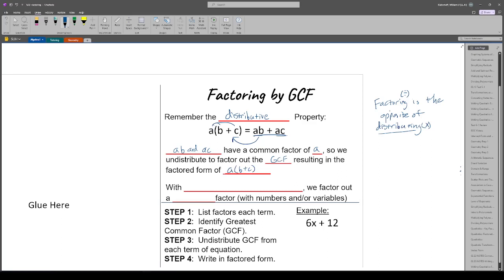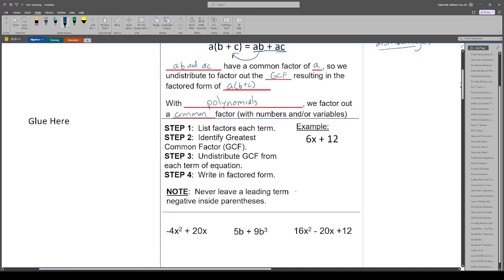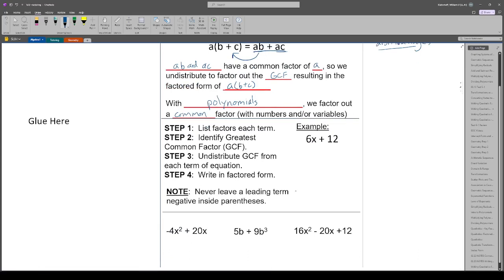So these are dealing with polynomials now, not just monomials. And with polynomials, we factor out a common factor, I guess. A common factor with numbers and variables. So that's another thing we'll talk about here, is that a greatest common factor is not necessarily just numbers. It could also have variables. So there's some steps here.